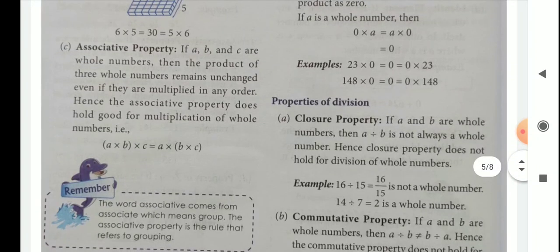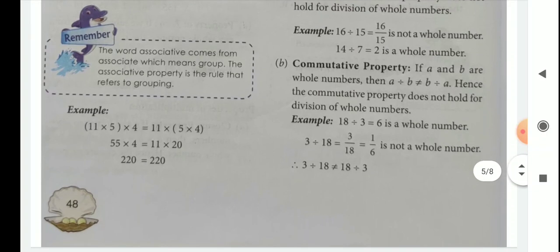Then associative property. Here exists (A multiply B) multiply C equal to A multiply (B multiply C). Here also we get same result. See the example yourself. Here you see both cases have same result.